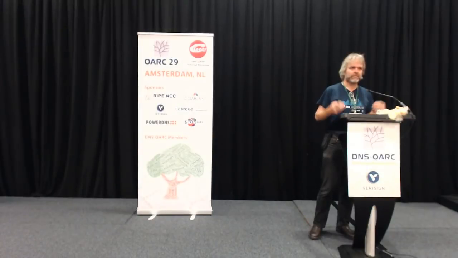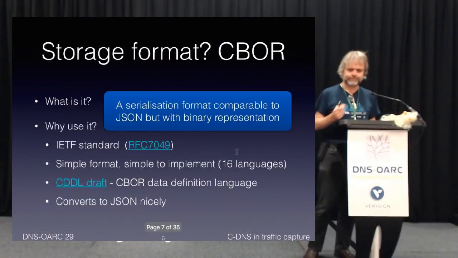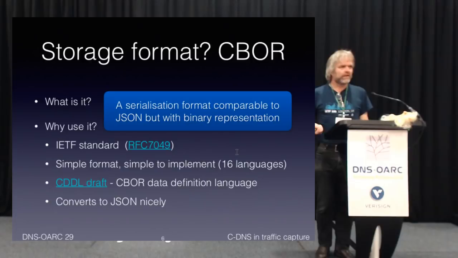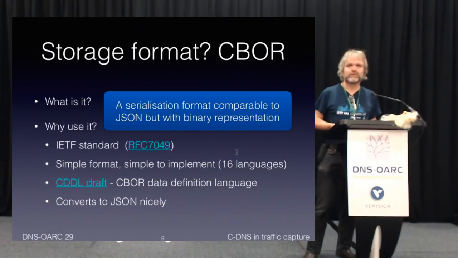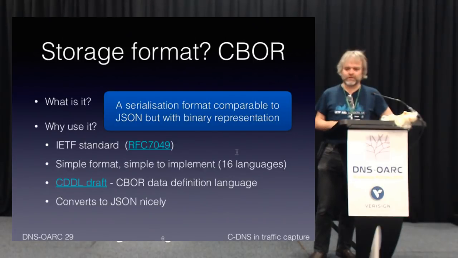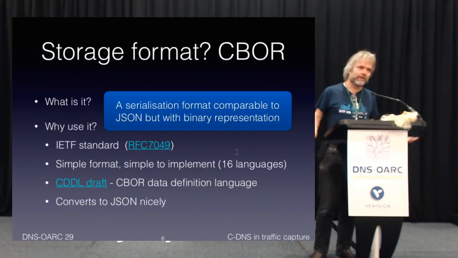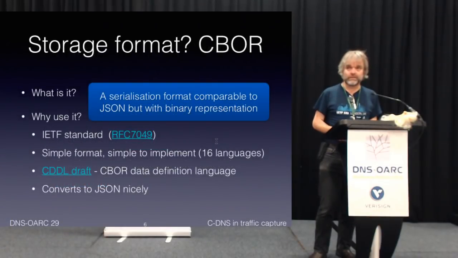In cDNS is a combined query and response. And from there, we proceed to abstract common data where we can to further reduce the volume of data being stored. The basic storage format we've adopted for cDNS is CBOR. Now, for those of you who haven't come across it, it's a binary serialization format roughly comparable to JSON.